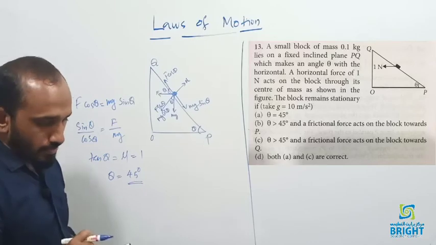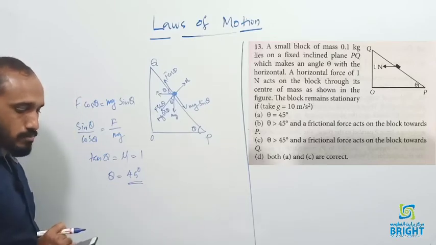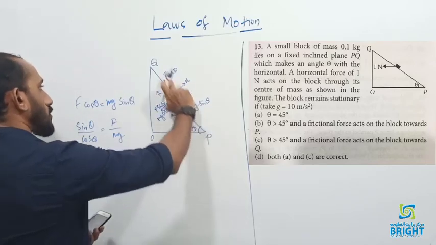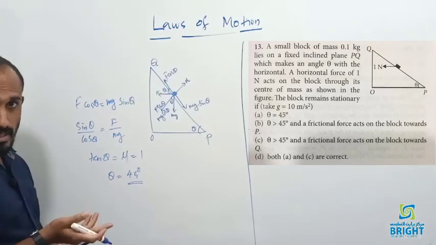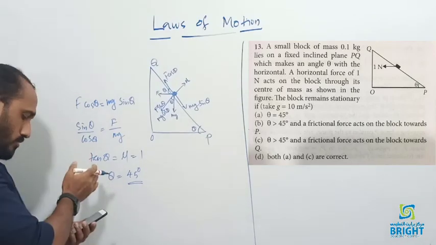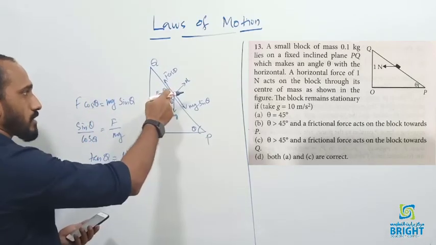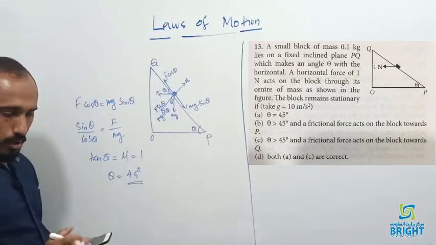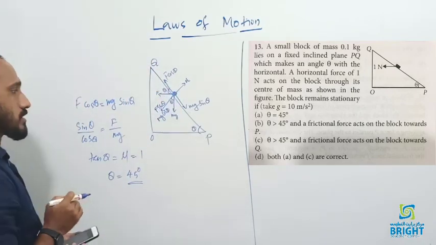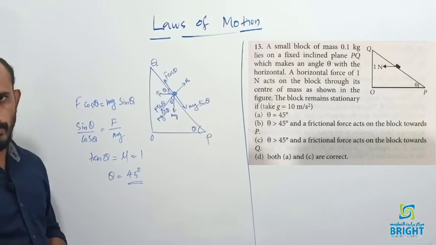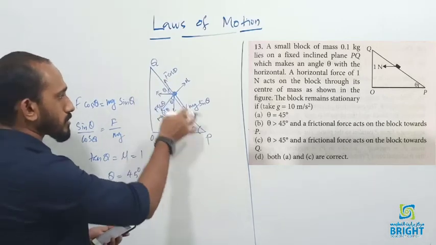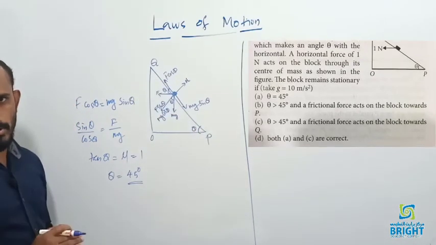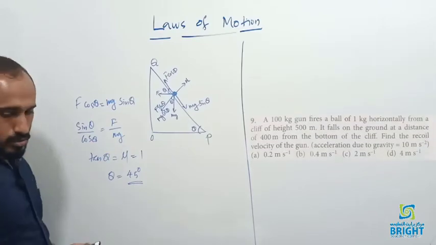Now C is there. Theta is greater than 45 degree and the friction force acts on the block towards Q. So towards Q the friction force is acting. That is correct again. So force is 45 degree also and force is there. So option is D. Both A and C are correct here in this question. So I hope you got how to resolve this one and the concepts. Now we can check another question.